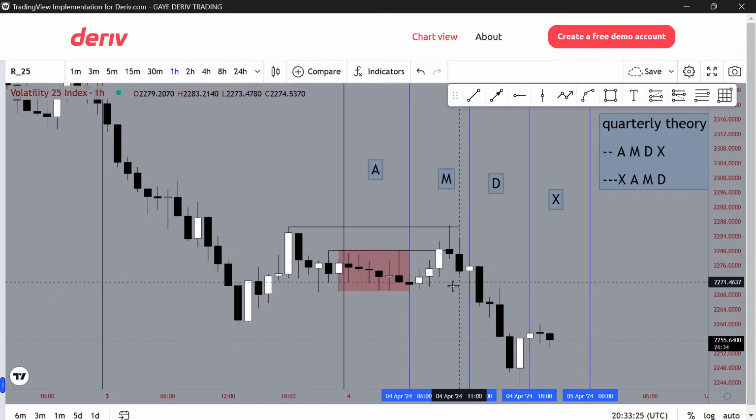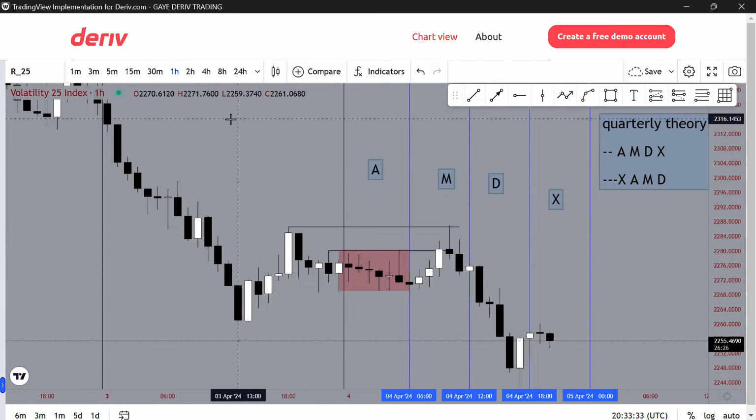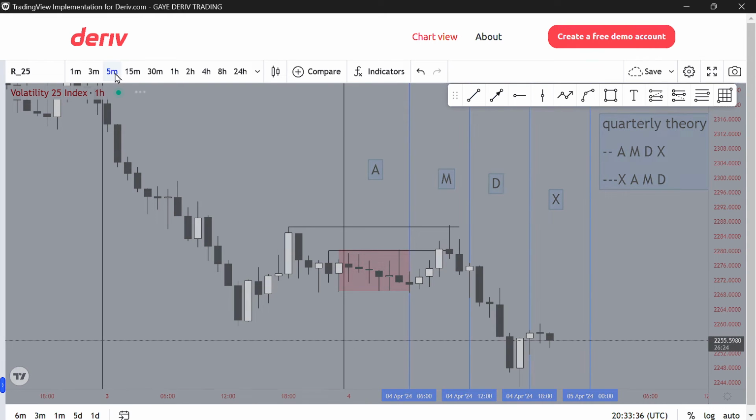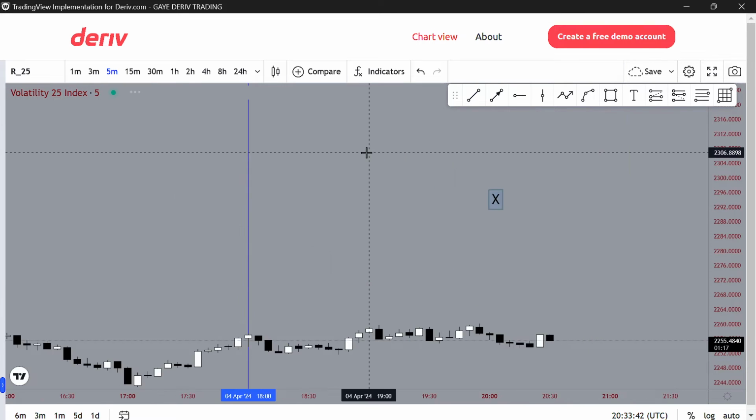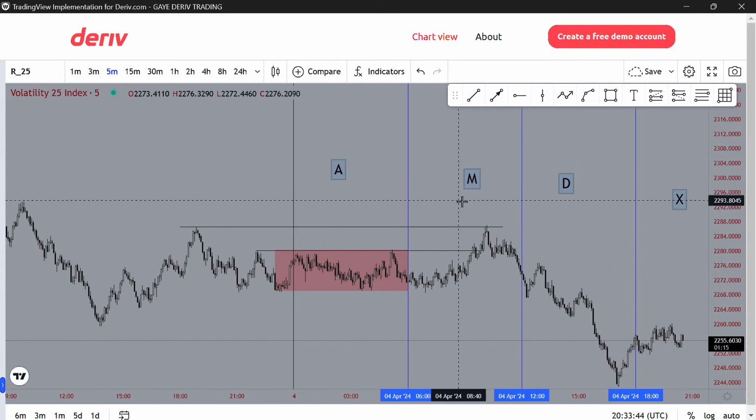Entries. Since we are using a 1 hour chart, our entries are going to come from the 5 minutes chart. So on the 1 hour, we have our accumulation in Q1. Q2 gives us manipulation. Immediately we see the manipulation, we go to the 5 minutes to look for market structure shifts and to take our entries. So let me go to the 5 minutes chart. This is the 5 minutes chart.